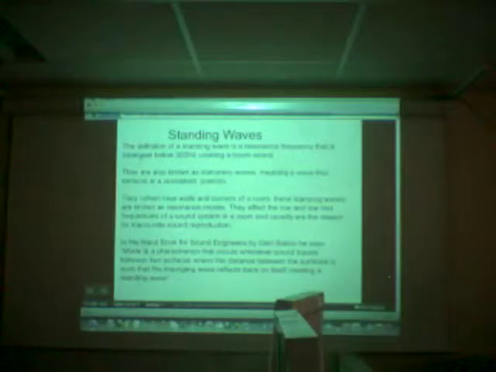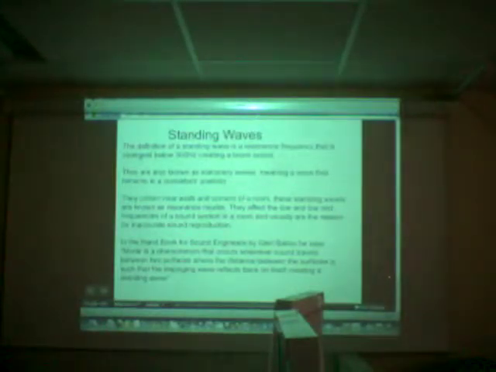The definition of a standing wave is a resonance frequency that is strongest below 300 Hz, creating a booming sound. They're also known as stationary waves, meaning that they remain in a consistent position, and also known as resonance modes. They collect near walls and corners of a room. These standing waves are known as resonant modes. They can affect the low and low-mid frequencies of a sound system in a room, and usually are the reason for inaccurate sound production.